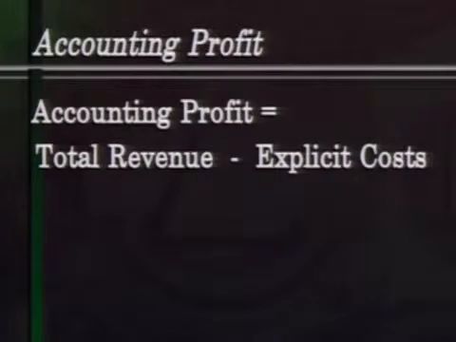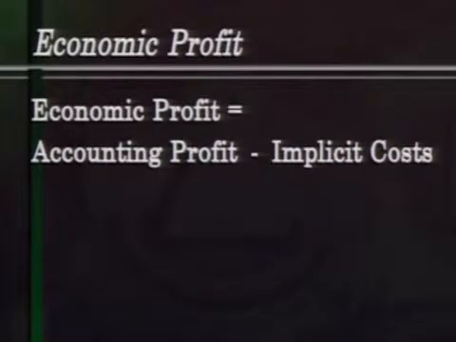Economic profit also takes into consideration implicit costs, so it's defined as economic profit is equal to accounting profit minus implicit costs. Well, generally then, economic profit is lower than accounting profit. A word of caution, though, is that costs are subjective, just as utility is considered subjective in consumer theory. The reason why is that opportunity costs reflect opinions about the best alternative use of resources.